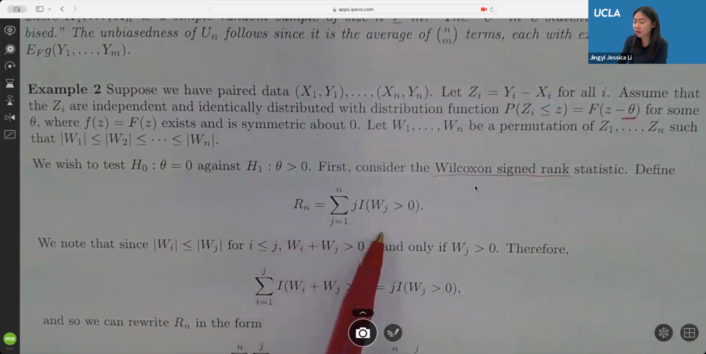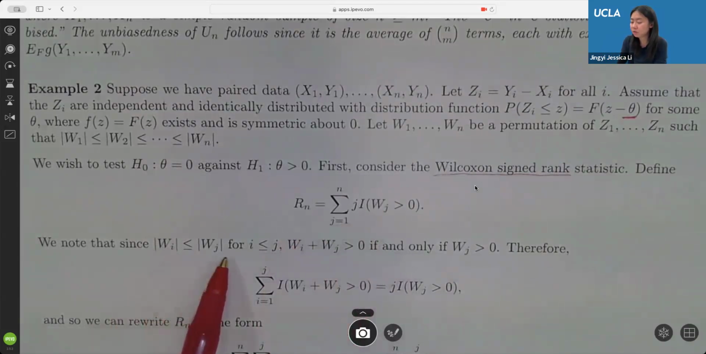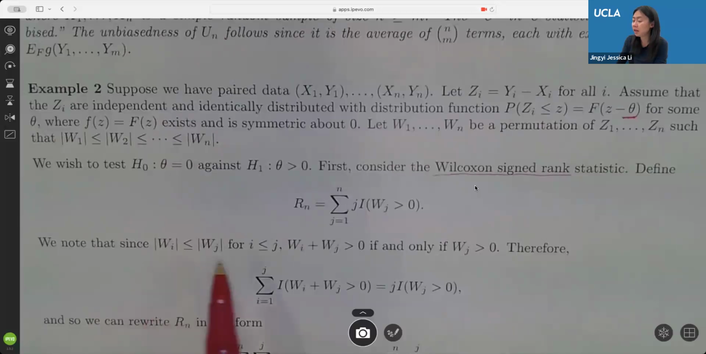Okay, the partial sum. Another thing to bear in mind is that since we sorted the Wi's by absolute value, it means that the sum of the two things will be positive if and only if the later one, because Wj comes after Wi, if and only if Wj is positive, right?